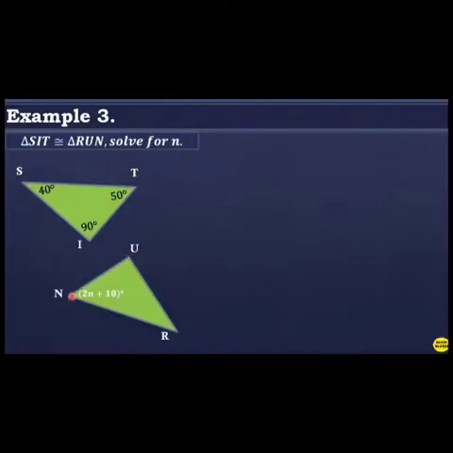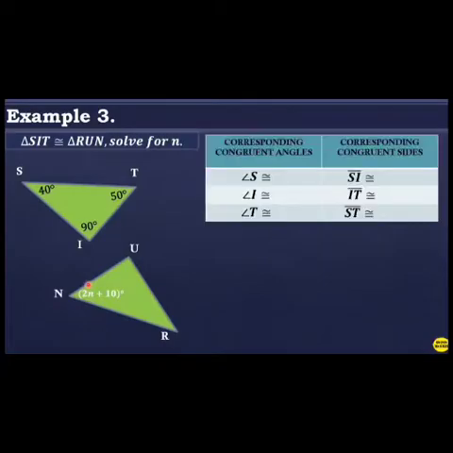In this case, we have an unknown, so we will be solving algebraically. How do we get the measure of this angle if we don't know the value of n? We have to solve first for the value of n, the unknown, to determine the measure of this angle. First, identify the corresponding congruent angles and sides.